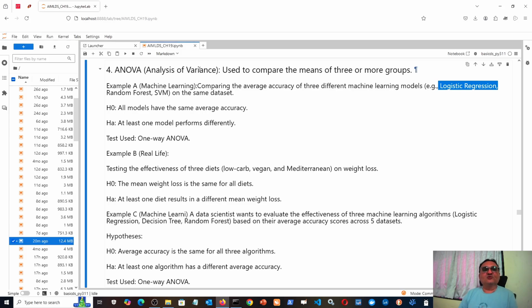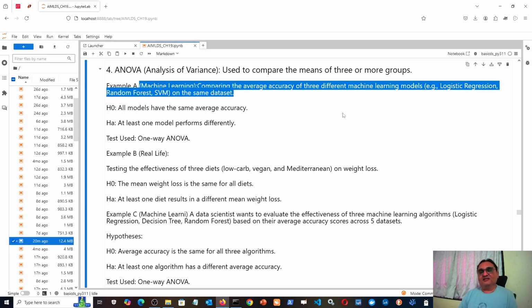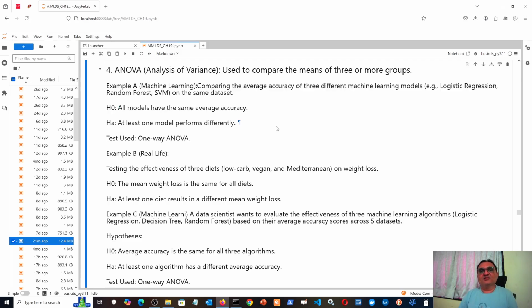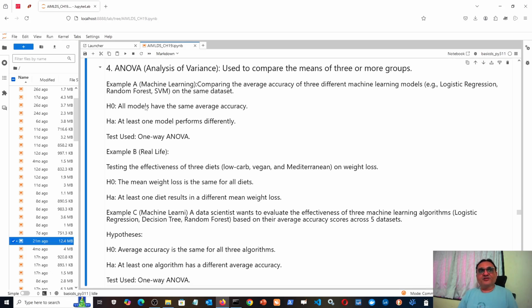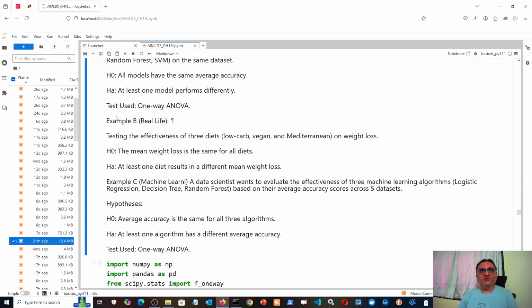Now again, here also, what will be the null hypothesis? The null hypothesis is that changing the algorithm from one to another on the same data set does not have any effect on the average accuracy. That means status quo, all models will have the same accuracy. But the alternative hypothesis is that at least one model performs differently. Either it has a very big improvement in accuracy or it has a statistically significant deterioration in accuracy, but all models do not perform equally. Okay, then for that you can use the one-way ANOVA test.